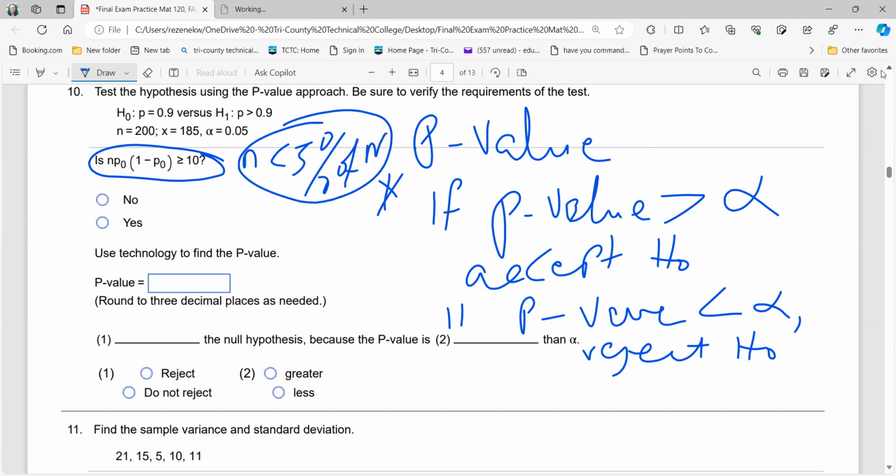Now condition number 2, is the variance greater than 10? Well, let's find out. The sample size is 200. The success is 185 divided by 200.